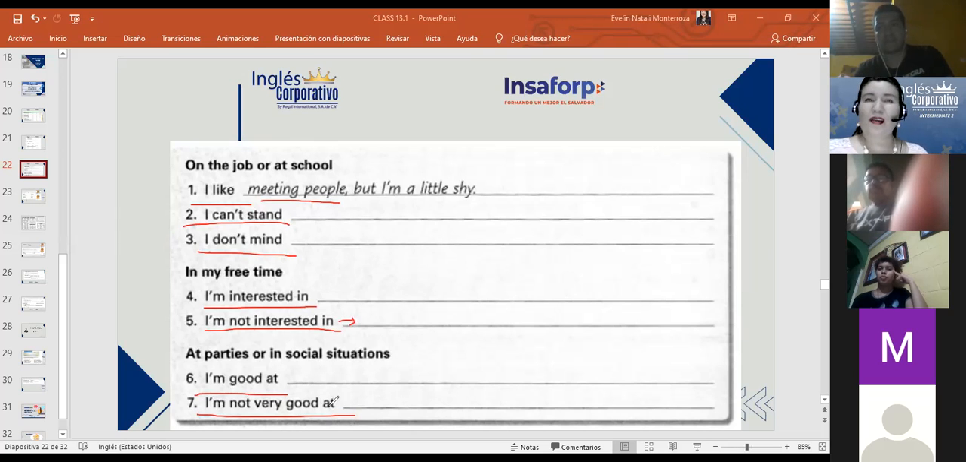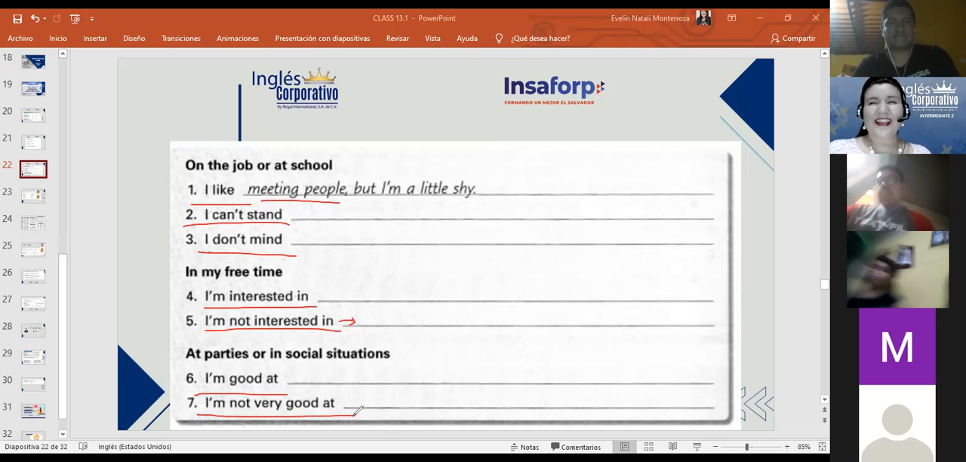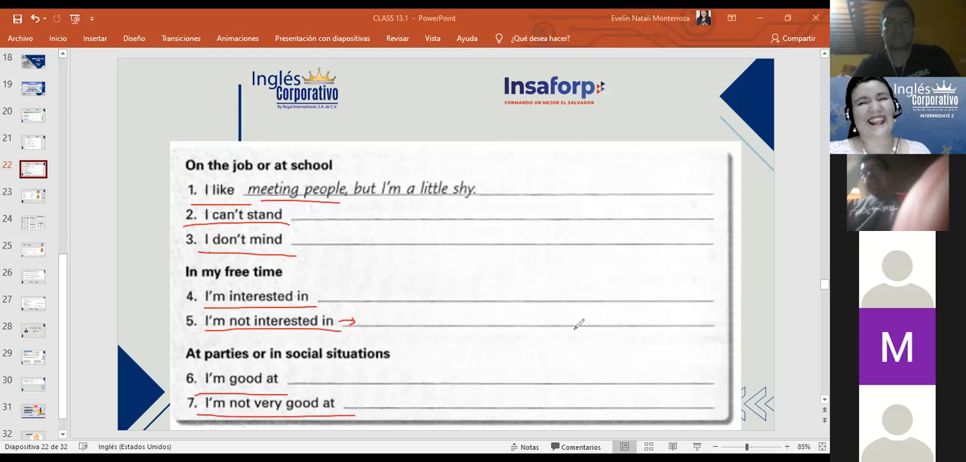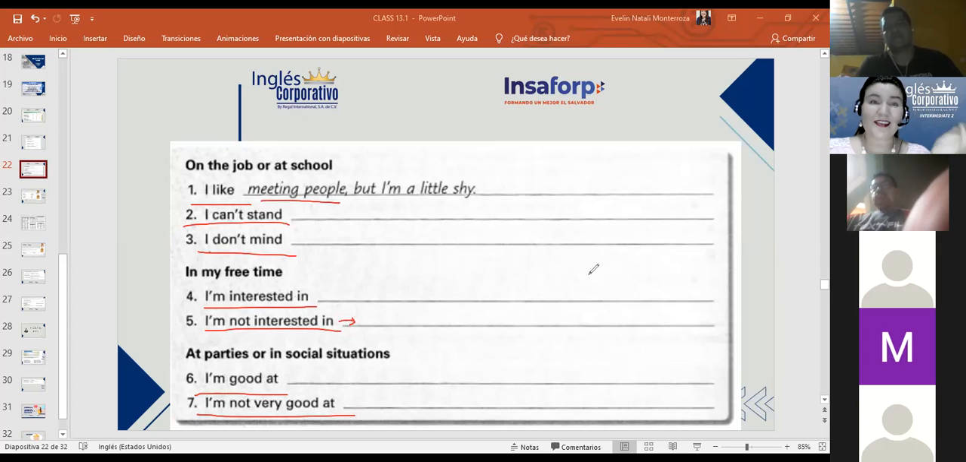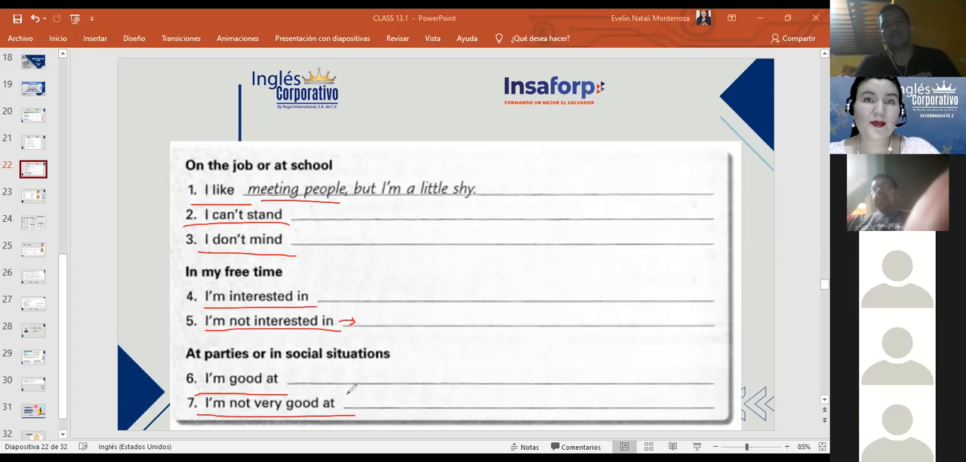What is something that you are not very good at in parties or in social situations? I'm not very good at dancing. At dancing, okay. So you are the one that sits and talks. What about decorating? Who is good at decorating? No, I am not. I am not very good at decorating. I am not very good at organizing the party.